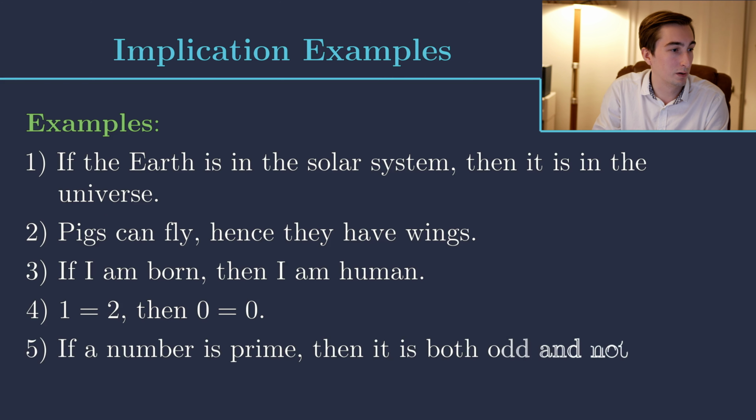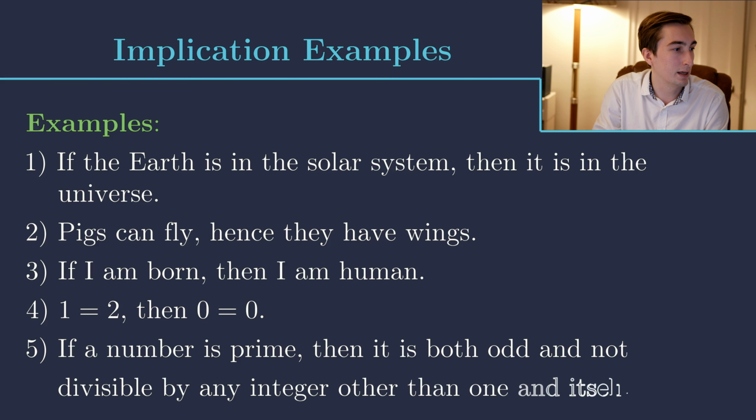And the final one, which is a bit more tricky and longer, we've got if a number is prime, then it is both odd and not divisible by any integer other than 1 and itself. So this is an example of one containing many different logical connectives. We've got an if-then statement, so it's containing the implication operator, and we've also got an and operator in there because we've got both odd and not divisible. So it's containing the implication operator and the and operator.